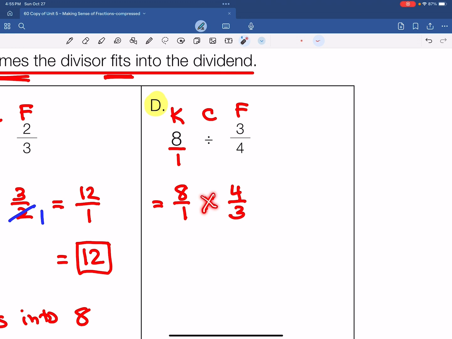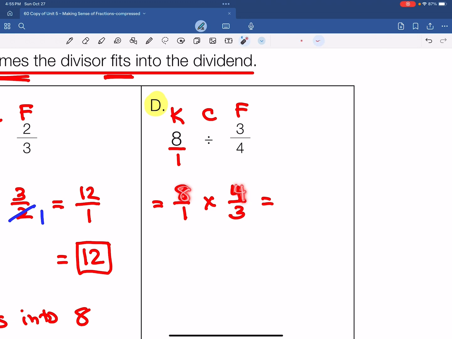Now when you touch the operation, you'll see that it's multiplication, which is easier than division. So the rule is to simplify first. 8 and 1 will not simplify. The 4 and 3 will not simplify. Let's check diagonals. 1 and 4 will not simplify. Other diagonal, the 8 and 3 will not simplify. So there's nothing to simplify, so let's go ahead and multiply.